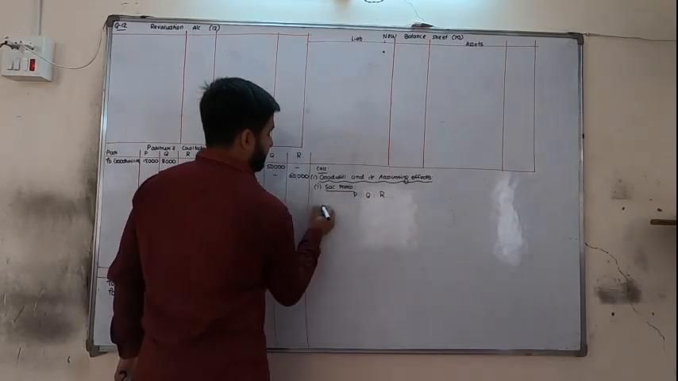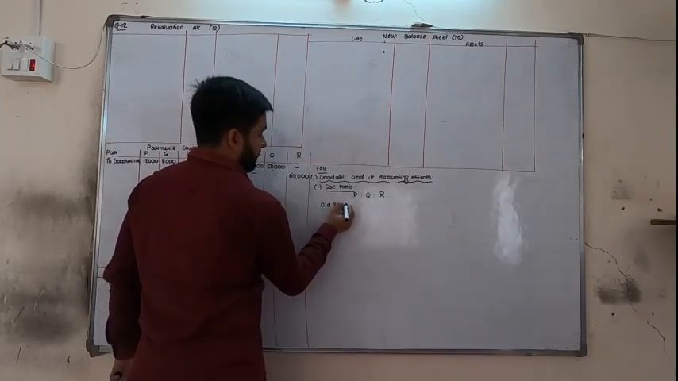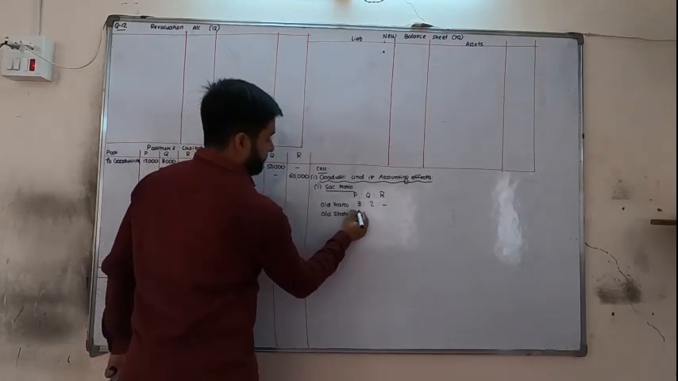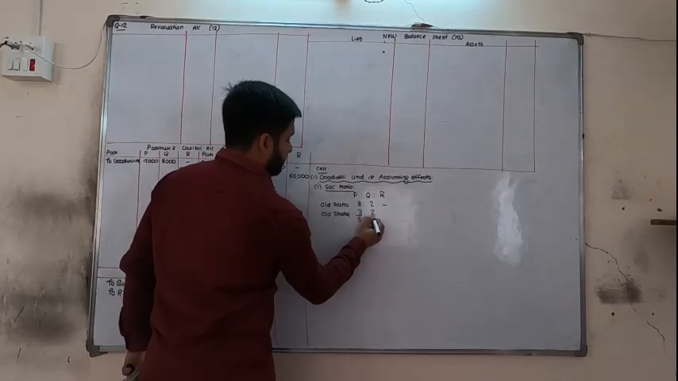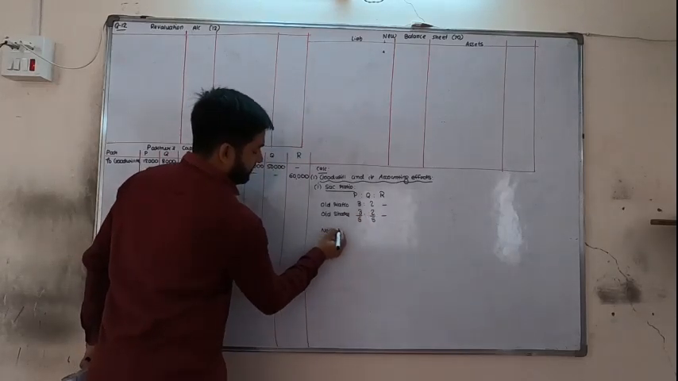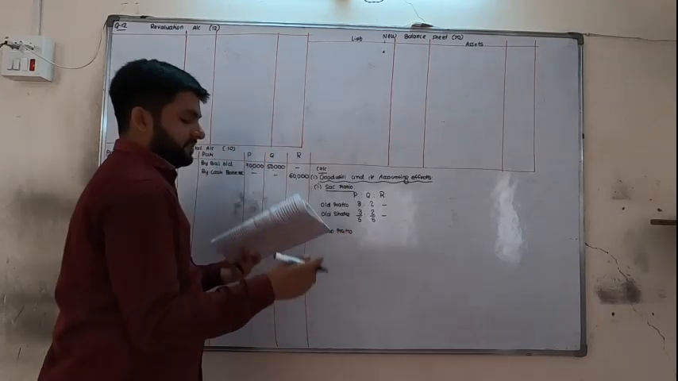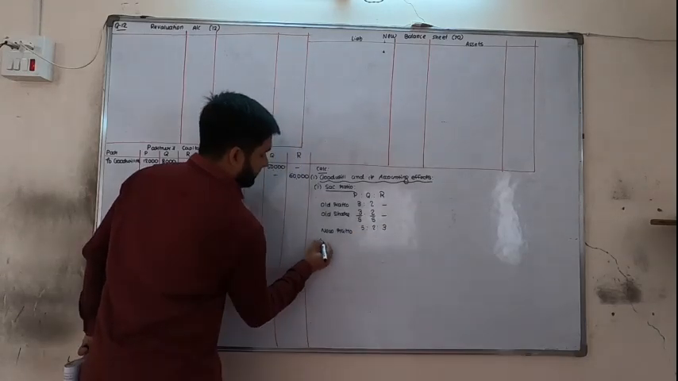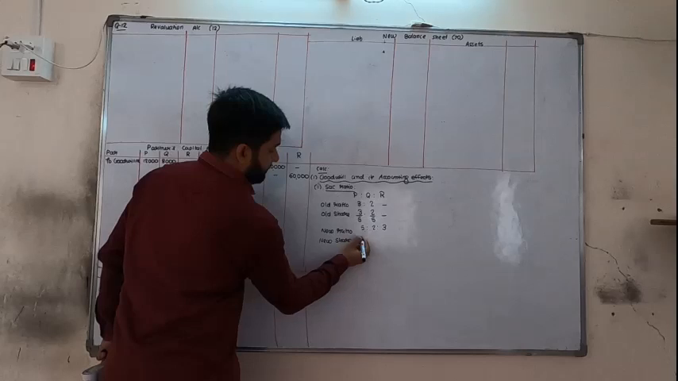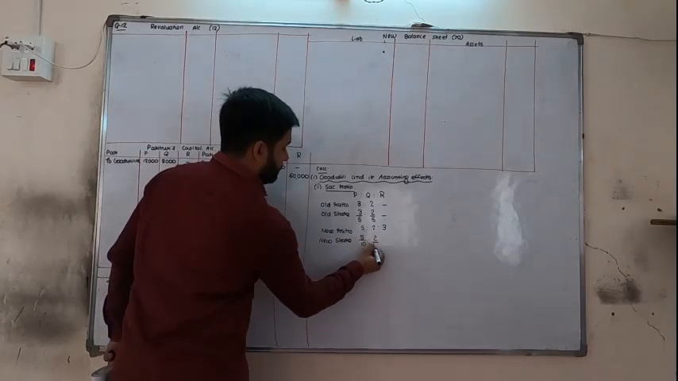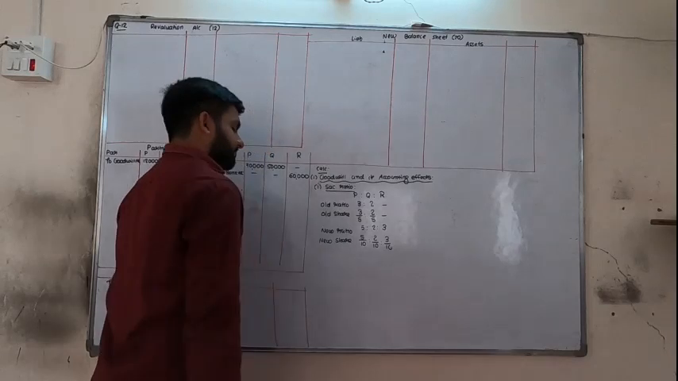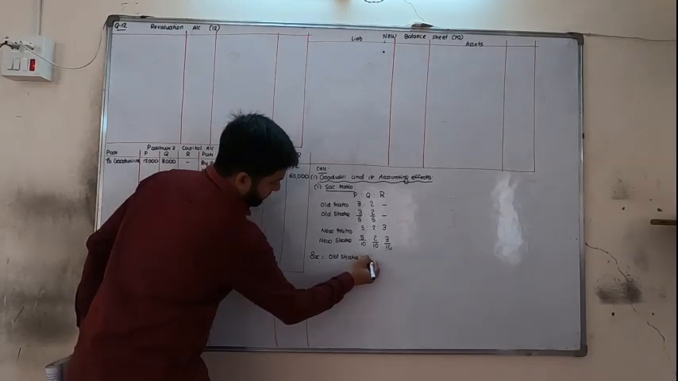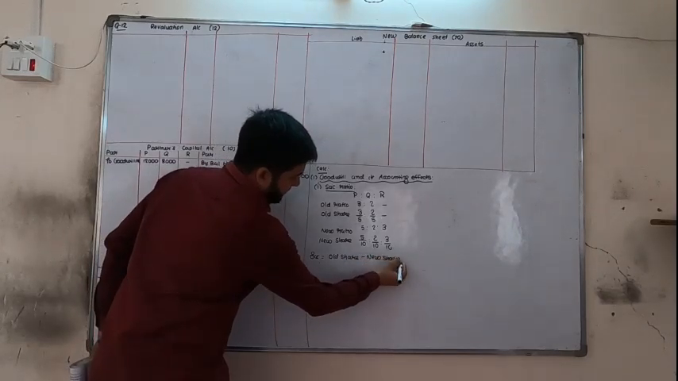P is to Q is to R. Old ratio between them is 3 is to 2. Their old share will be 3 by 5, 2 by 5. New ratio is given in the last adjustment, 5 is to 2 is to 3. Their new share will be 5 by 10, 2 by 10, 3 by 10. So now sacrifice is equal to old share minus new share.